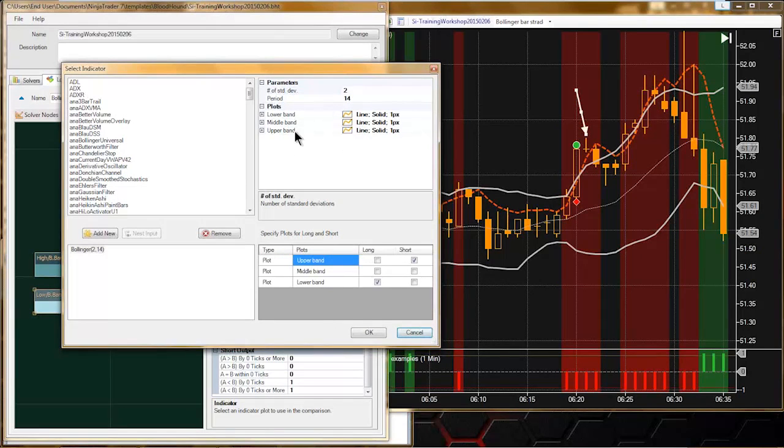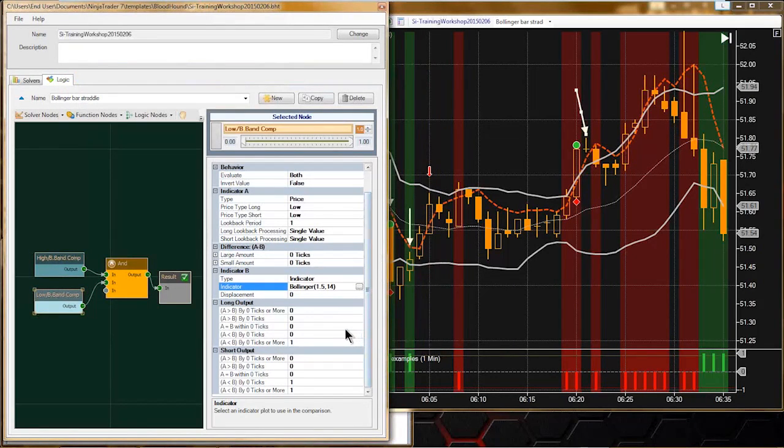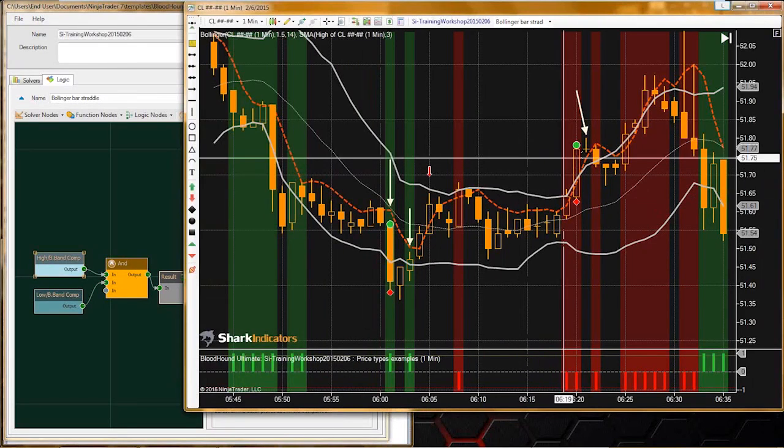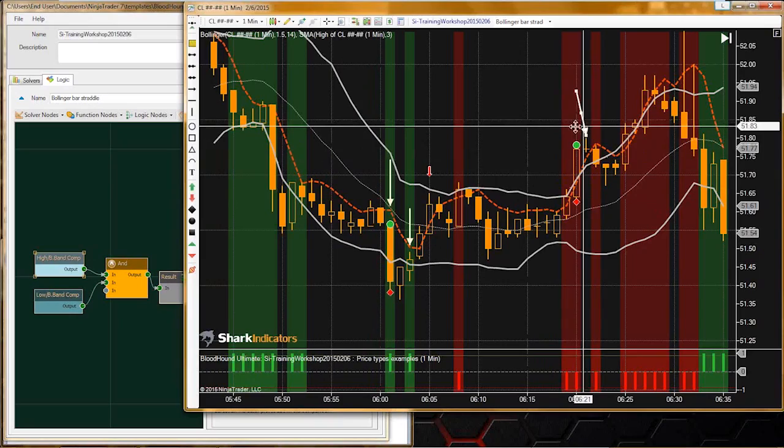Oh, here's my mistake. I didn't set my standard deviation correctly here, so that's why. Let's set that back to 1.5 on the Bollinger Band. There we go. Always good to double check to make sure you have your indicator periods and whatnot set to match what's on the chart. All right, there we go. So now this one's been taken out.